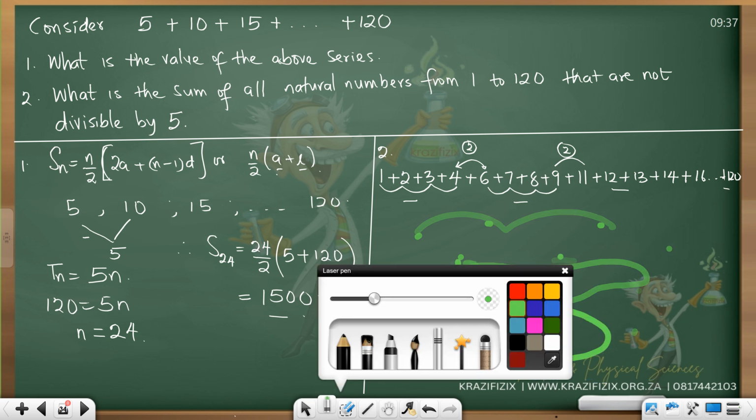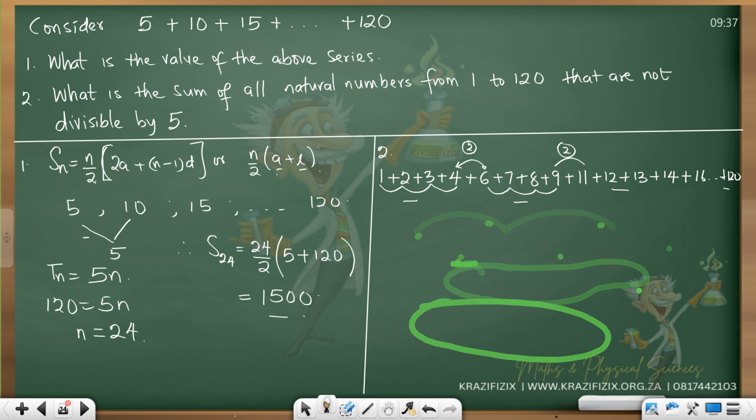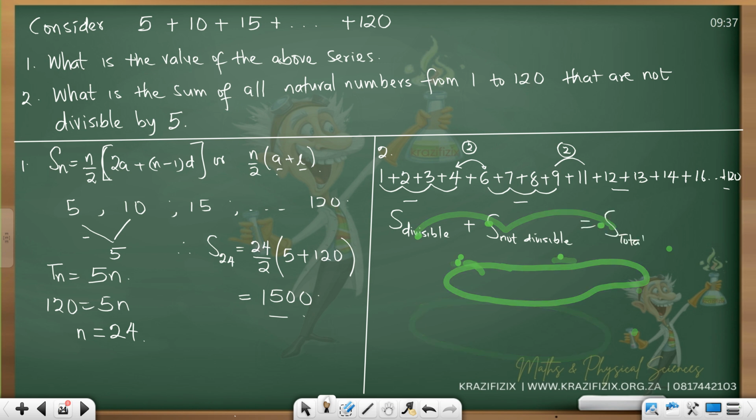I'll write the formula for you. It's not a formula per se. S, sum of numbers that are divisible, plus sum of numbers that are not divisible, should be equal to S total. Sum of numbers that are divisible plus sum of numbers that are not divisible within a frame.